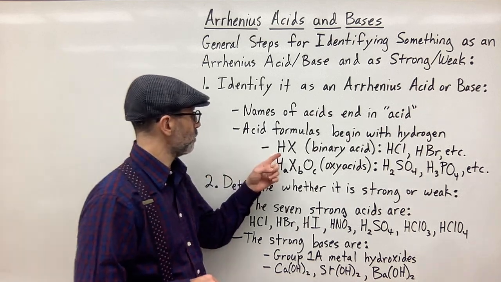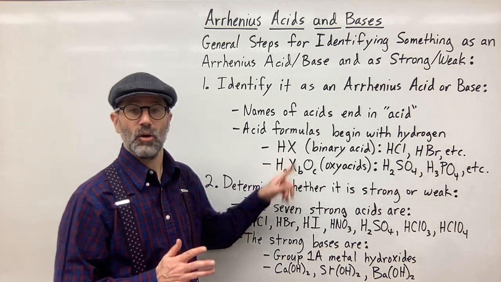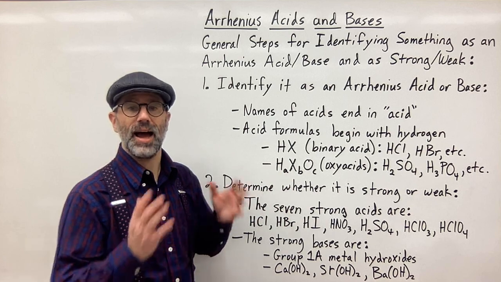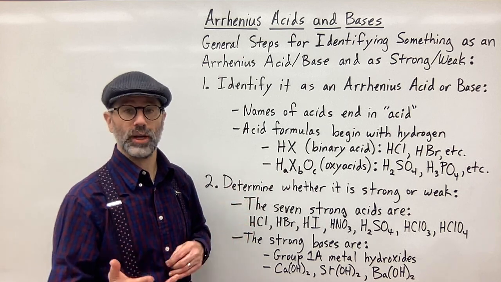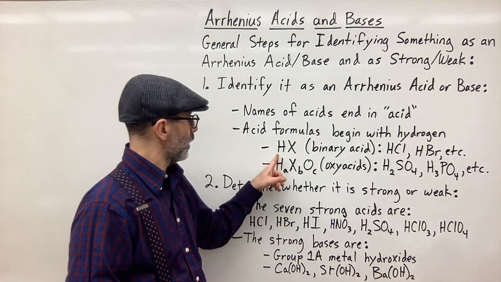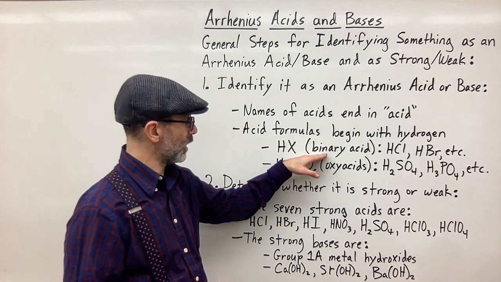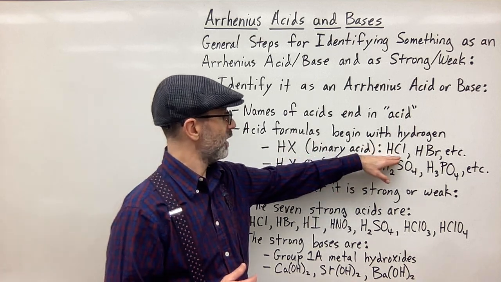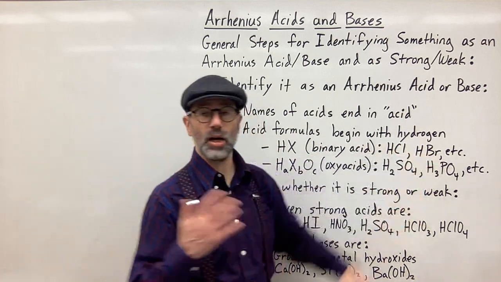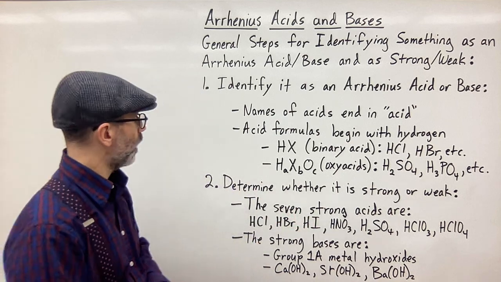It could come in the form of HX, where X is some sort of anion, right? Usually a halide of some sort, like chlorine, bromine, or iodine. So if it comes in some sort of HX form, that would be a binary acid. Examples would be HCl, HBr, and so on. H2S would be another example.